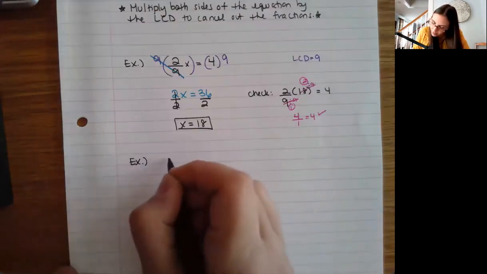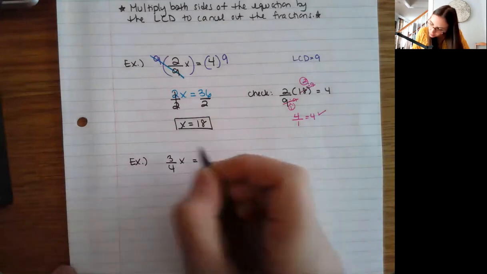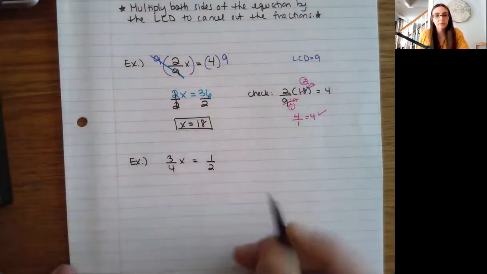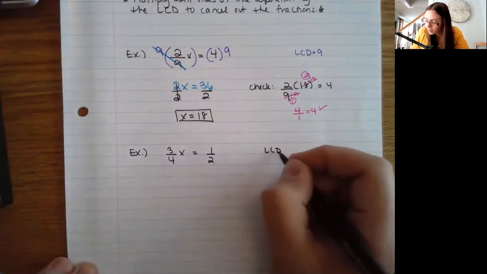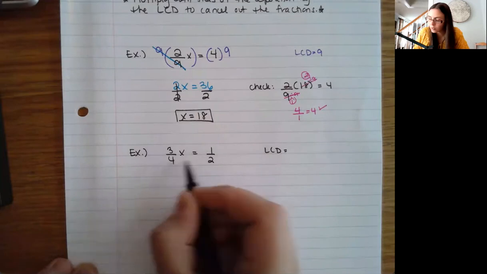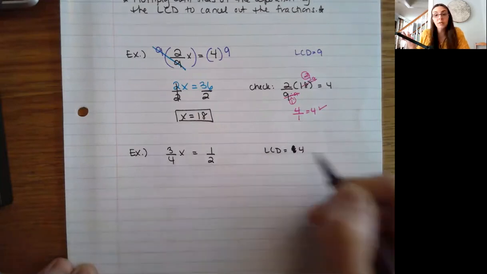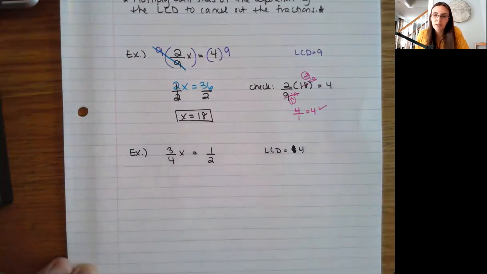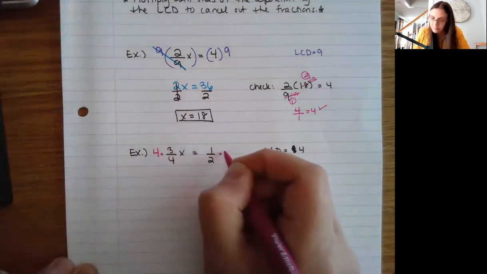Maybe I have 3/4 x is equal to 1/2. So here, we have all fractions. I have a 4 and a 2, so my LCD is going to be, oh, actually 4, not 8. You could use 8 though. Any common denominator will work. It just makes your numbers a little bit bigger. So we try to stick with the least common denominator. So I multiply both sides by 4.